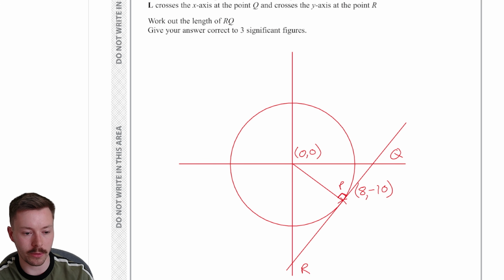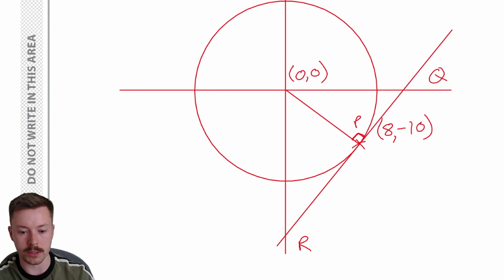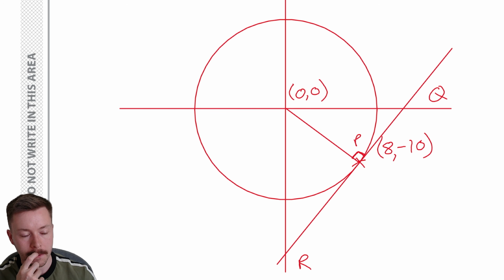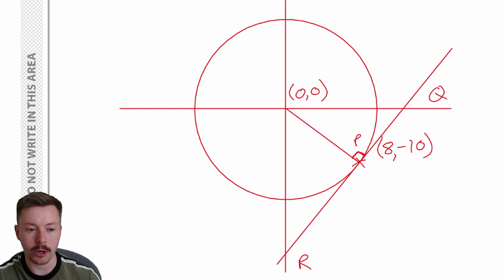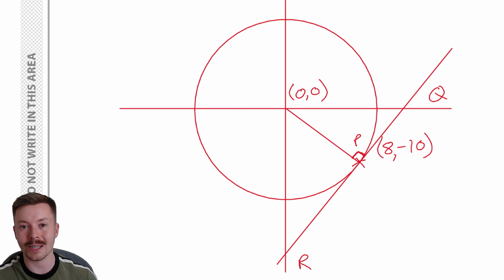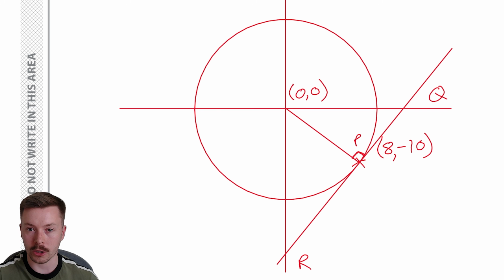Now once we've got a diagram, I'm going to zoom this in so we can see it a little bit easier. Okay, what I need to do, my plan of attack, my approach, is to work out the gradient of the radius, then do the negative reciprocal. That will give me the gradient of the tangent. Then I'm going to use that with the point (8, -10), so the point P, to find the equation of that line. I've got the gradient, use that point to find the +c. Then I'm going to substitute in x equals 0 and y equals 0 to get points R and Q. And then I'm going to use Pythagoras to find the length RQ, so the length between R and Q on that line. So that's the approach.